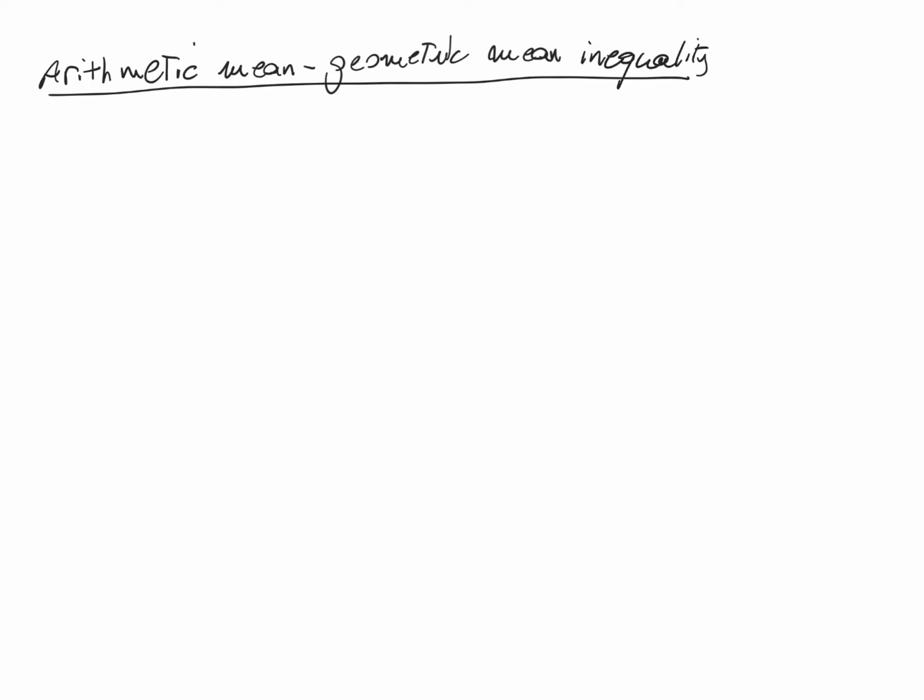So the arithmetic mean, geometric mean, in short AM-GM inequality, will link the arithmetic mean on the one hand with the geometric mean on the other hand. So let us first define or explain what both means are.